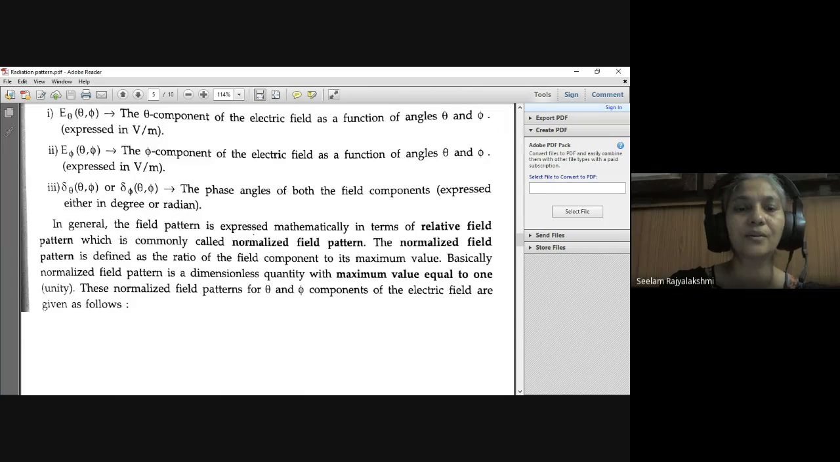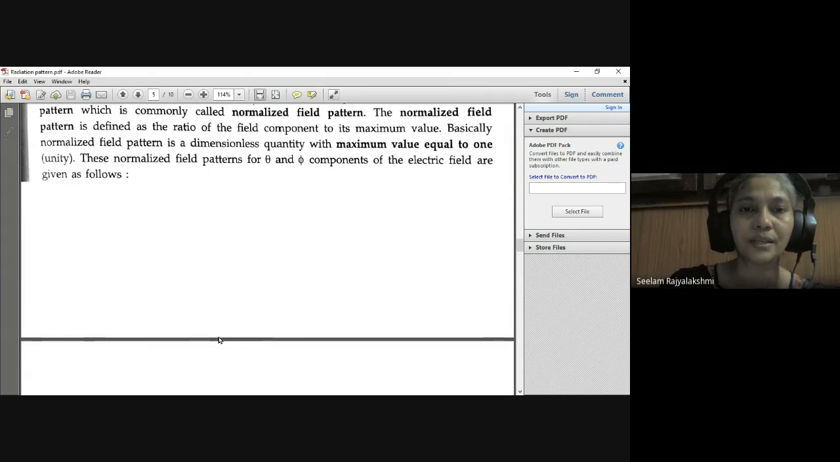Generally the field pattern can be expressed mathematically in terms of relative field pattern, which is commonly called the normalized field pattern. What is the normalized field pattern? It is the ratio of the field component to its maximum value. Basically, the normalized field pattern is a dimensionless quantity with a maximum value equal to 1, that means unity. So the theta and phi components of the normalized electric fields are given below.